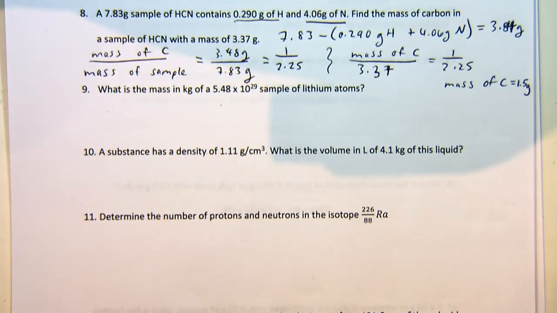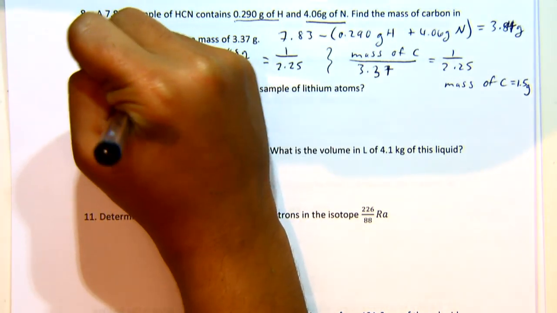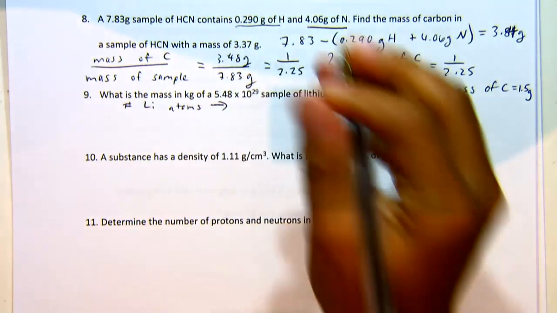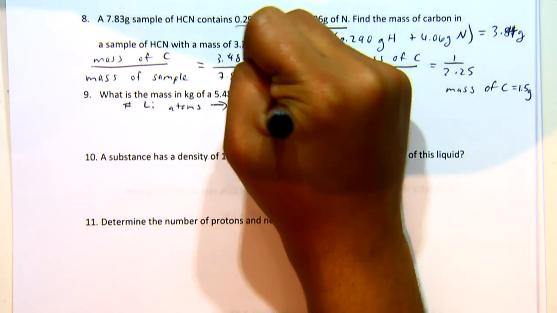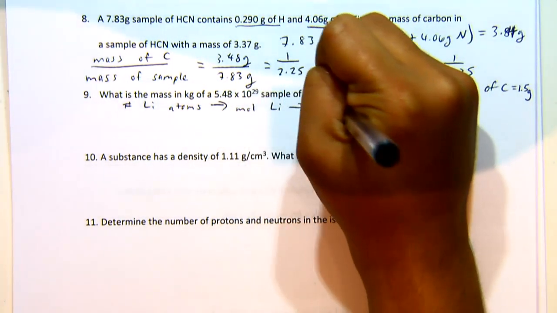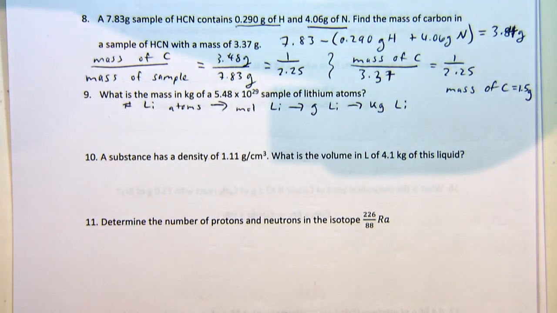Okay, I'll keep that for anyone still making notes. Now, the next question is asking, what is the mass in kilograms of a 5.48 times 10 to the 29th sample of lithium atoms? So here, all we really are doing is we're taking the number of lithium atoms given to us. We're going to do a conversion to the moles of lithium to then give us the grams of lithium, to then give us the kilograms of lithium.